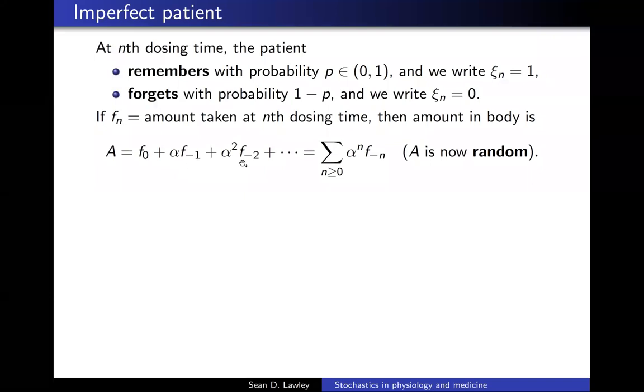What you took at the time before that is f sub -2, and that's decayed to alpha squared, and so on. And then the amount of drug now, after you've been taking it for a long time with this random adherence, is this series here, where these f sub minus n's are these random variables which depend on whether or not you remembered or forgot. And the important point is we're modeling adherence by a random process, which I think is quite natural, right? You usually don't miss doses in a precise, predictable pattern, but it's random in nature. And so now the amount of drug in your body is also going to be random.